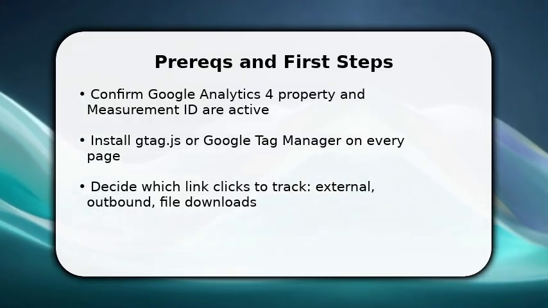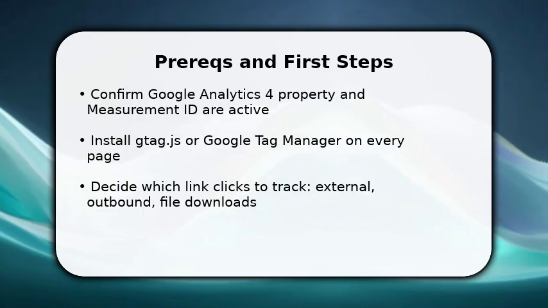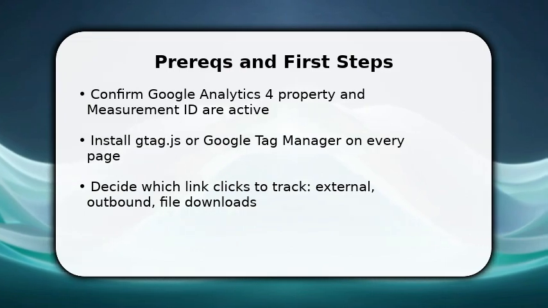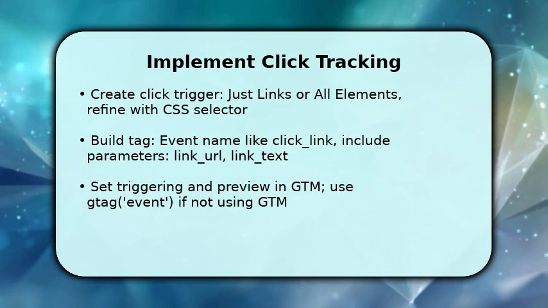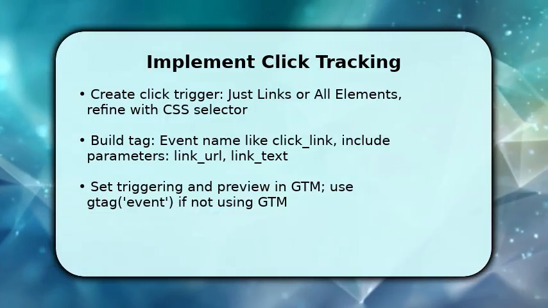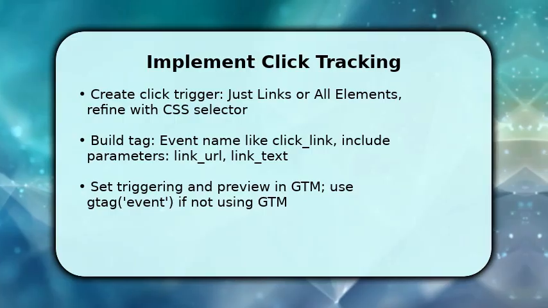Finally, verify your measurement ID in the tag settings so events go to the right property. This prevents lost data before you continue. Once done with the trigger, create an event tag named something clear like click link and map parameters: link URL, link text, and link type.